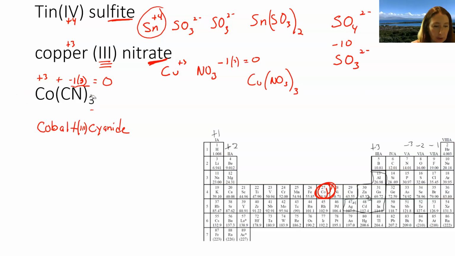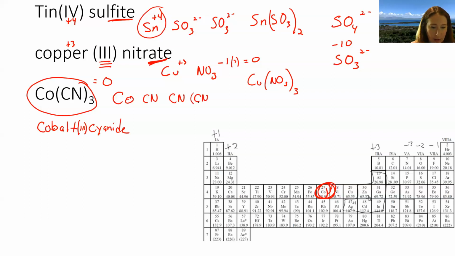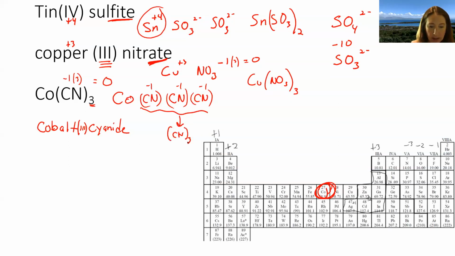Yeah, so this, I'm just going to write this a different way. What this is saying is we have 1 cobalt and we have 3 CN, CN, CN. We have 3 of them. Each of them has a charge of -1. So if each of them has a charge of -1 and there are 3 of them, that's where this 3 comes from, because there's 3 CNs. That's why this has to be a +3. Does that help you understand where this 3 comes from?